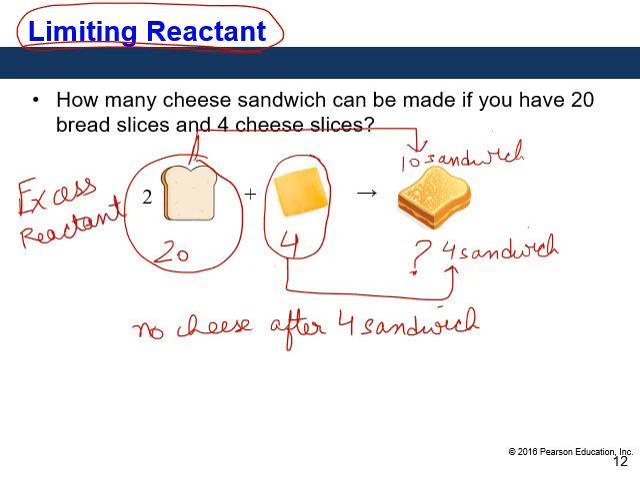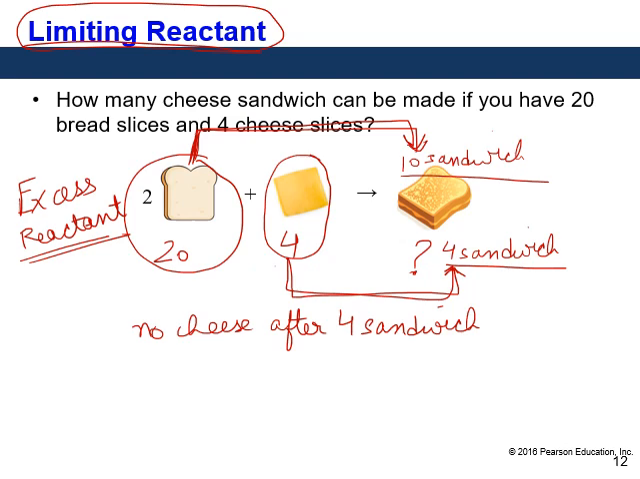Once your 4 sandwiches are made, you would use 8 slices of bread, and the rest, all 12 slices, will be excess reactant that would be left behind. Now, how would you usually do this? If the same question is given to you with an actual chemical reaction, you would convert. First, we converted my bread slices into product. I found I can make 10 sandwiches from here. Then I converted my cheese into product, which told me you can make 4 sandwiches. Whichever reactant gives me less product is my limiting reactant.